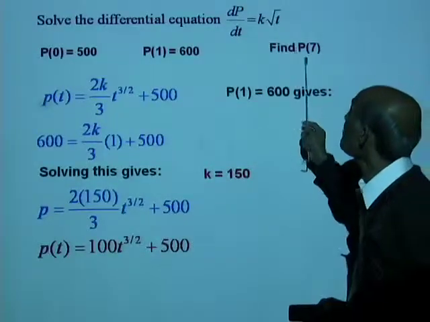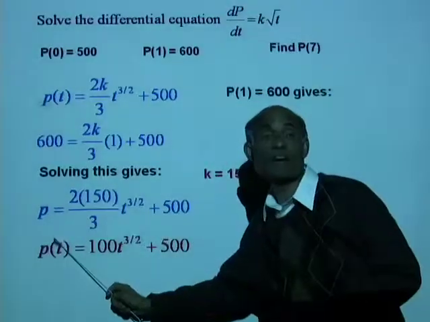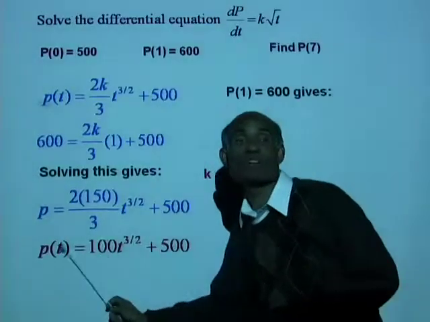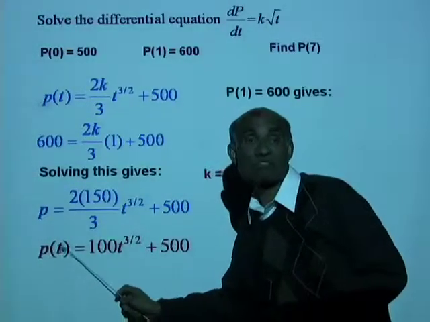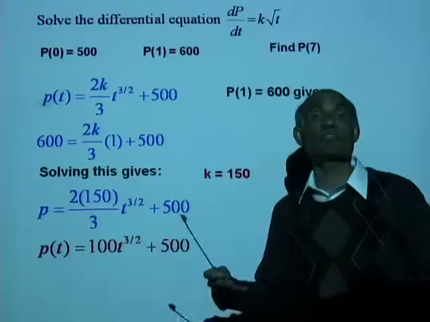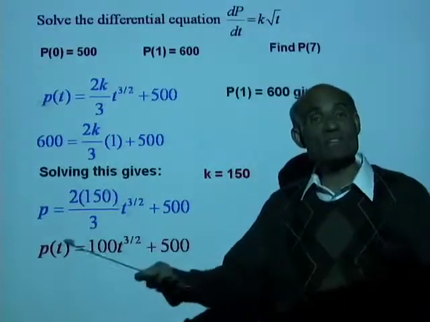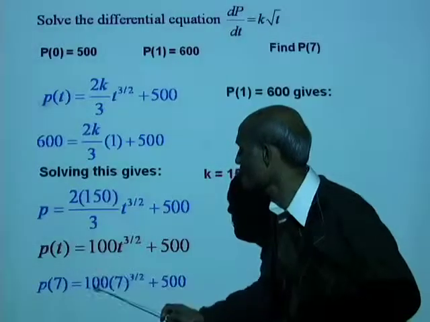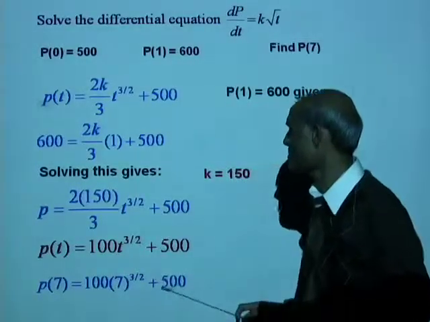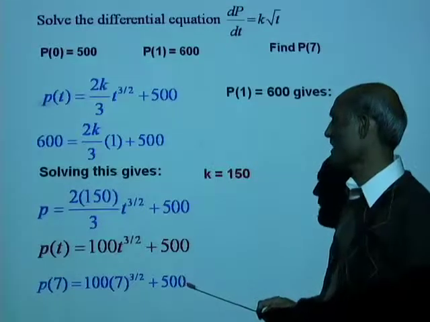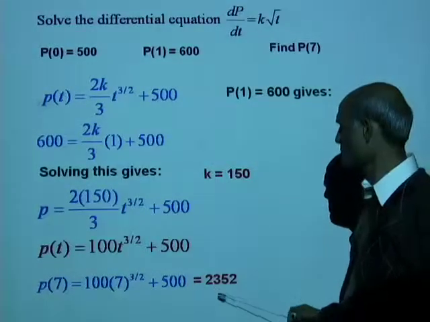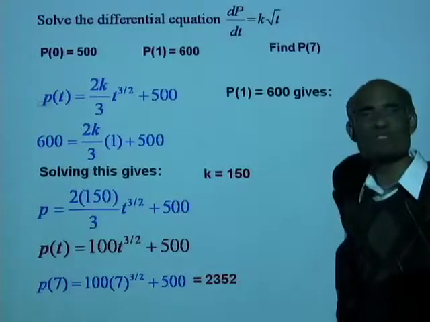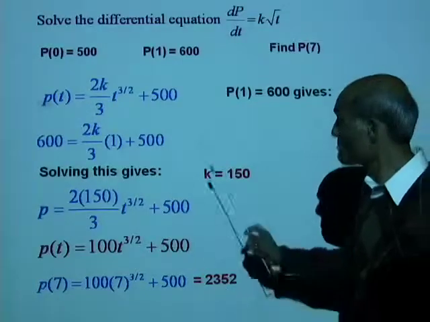We need to find p of 7. Once you have this general equation of p as a function of t, we can find the value of p at any given time. So here, p of 7 therefore is 100 times 7 to the power of 3 over 2 plus 500, and that's equal to 2352. That has been a beautiful problem.